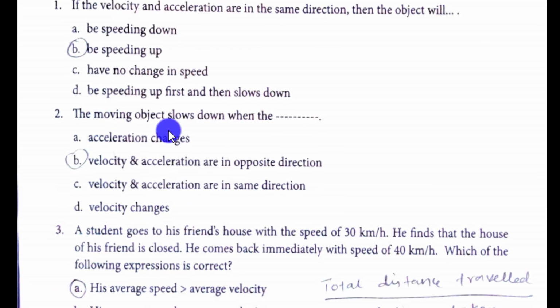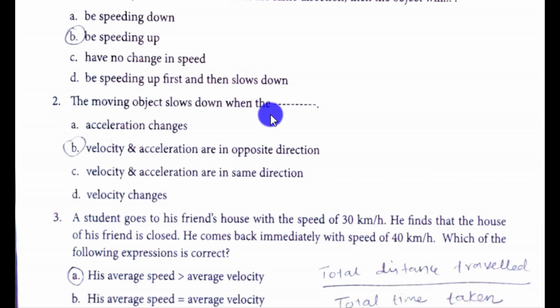And now, the moving object slows down when the dash. Velocity and acceleration are in the opposite direction. In the previous case, we have seen the same direction, but here it is the opposite direction. When velocity and acceleration are in the opposite direction, what will happen? Then the moving object slows down. Okay, then B choice is the correct answer.